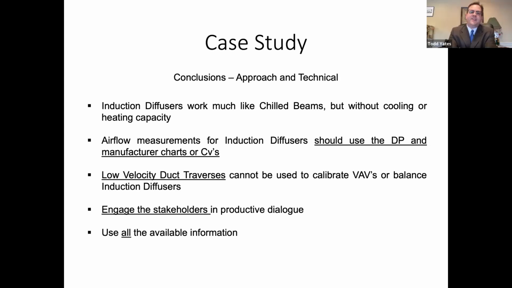Yeah, we didn't see that here, and the issue, if I understand it correctly, is that if you don't have adequate supply pressure, then it's not going to work at the unit. And these devices, because they don't have coils, the induction diffusers, require quite a bit less pressure on the leaving side of the VAV than a typical chilled beam will.